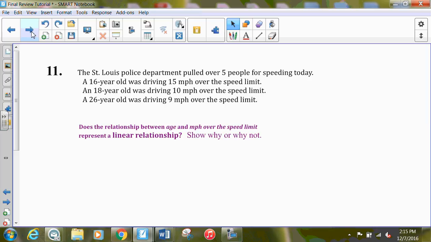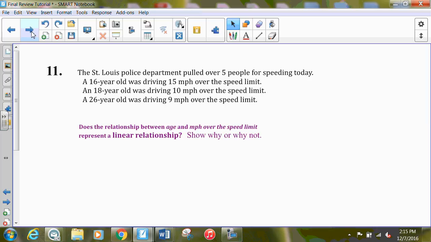All right, St. Louis Police Department pulled over 5 people for speeding today. A 16-year-old was driving 15 miles per hour over the speed limit. An 18-year-old was driving 10 miles per hour over the speed limit. And a 26-year-old was driving 9 miles per hour over the speed limit. Does the relationship between age and miles per hour over the speed limit represent a linear relationship? Okay, this says show why or why not. Obviously, you can't show this on a multiple choice Scantron. So it's all about figuring it out and picking the right answer.